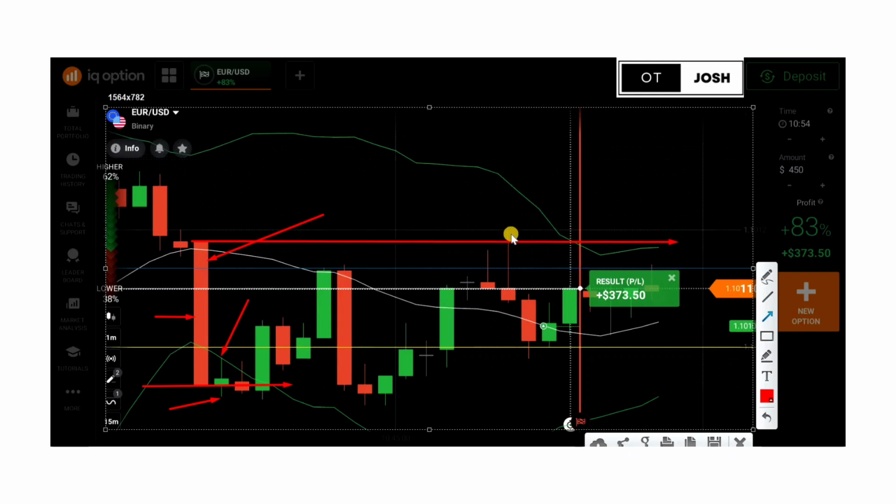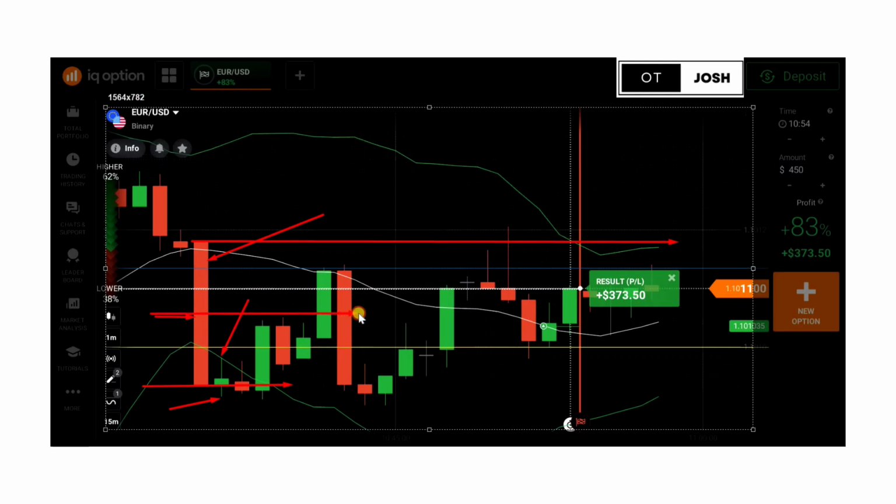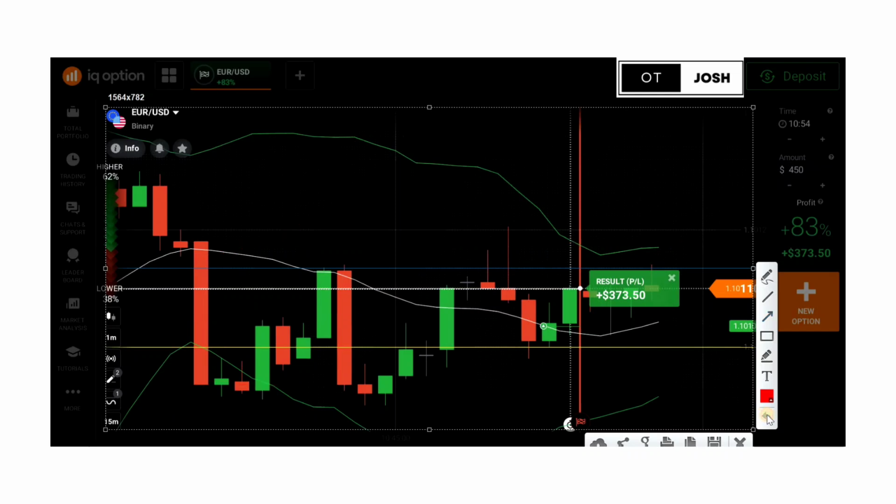For instance, this. Okay, one other thing you need to know, a strong candle like this, the middle of that candle will always act as a key level. The middle of any strong candle, this candle, it will always act. But that's by the way. Let's continue with our chart analysis.